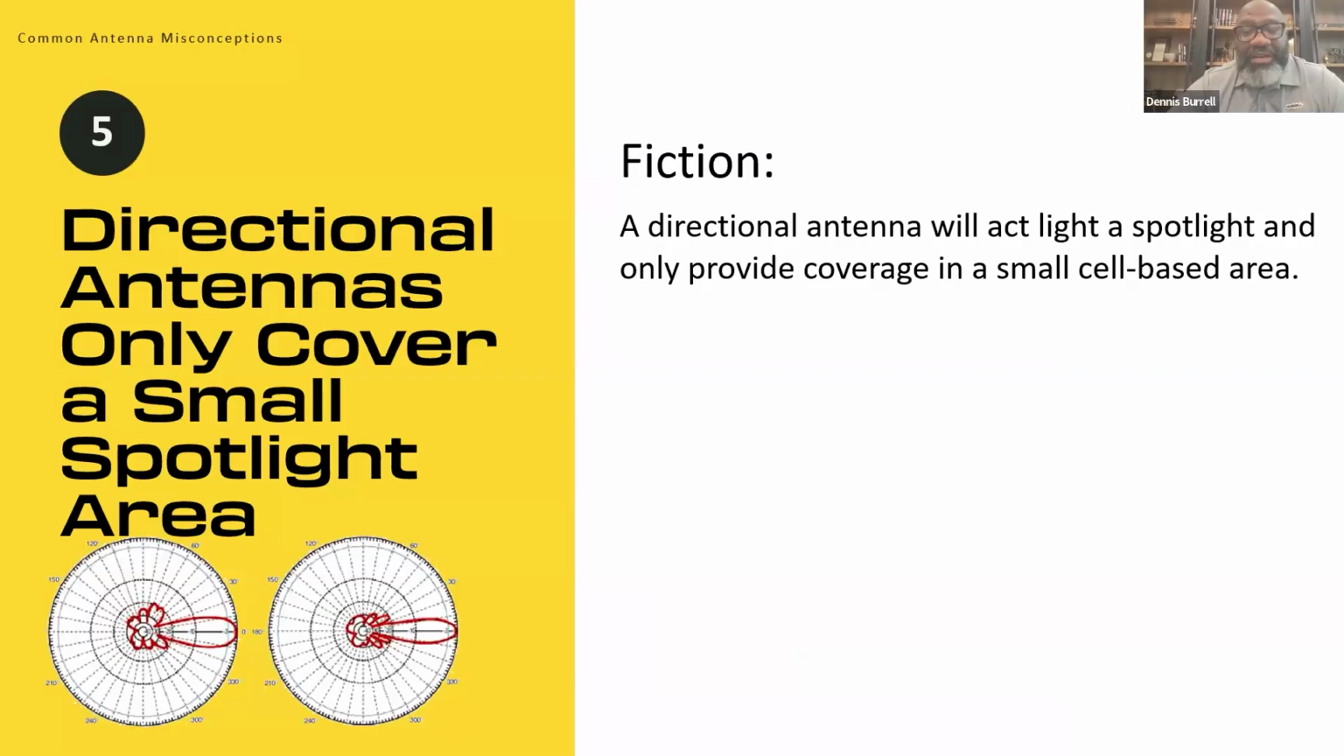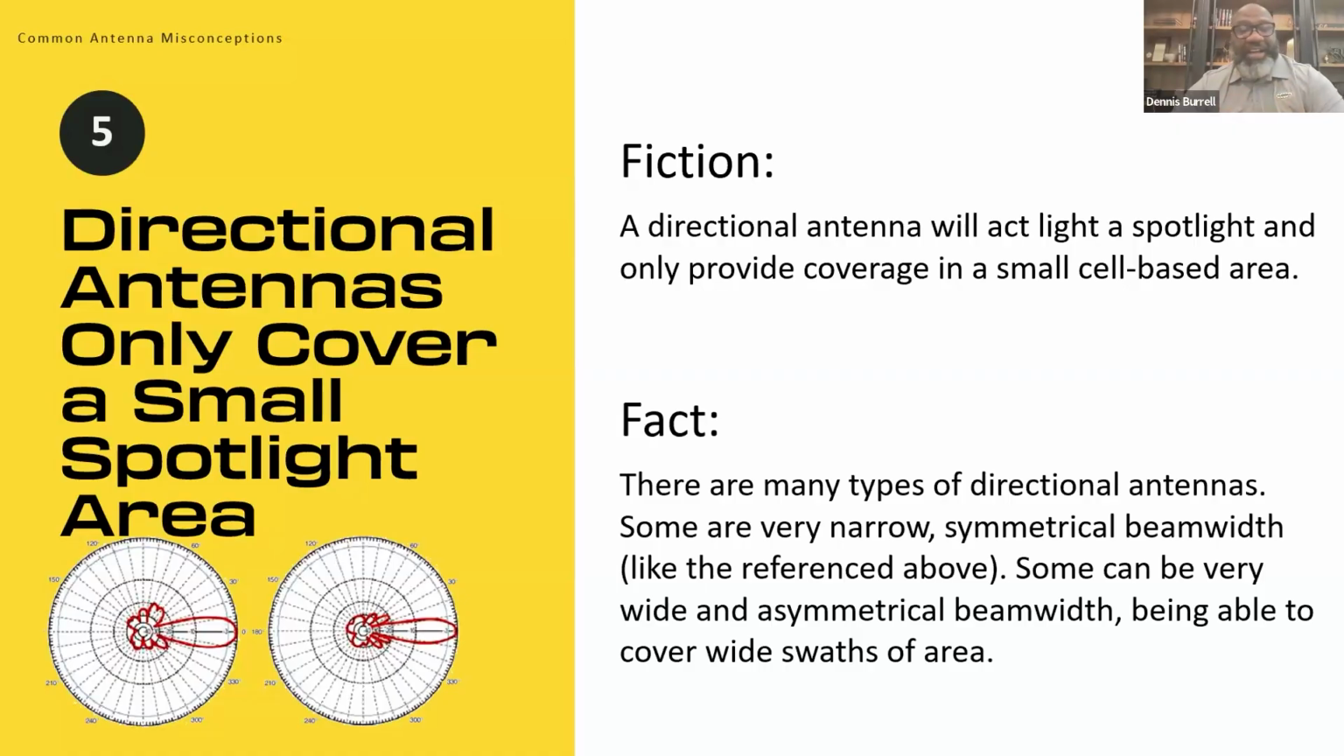Directional antennas only cover a small spotlight area. So we discussed that a little bit earlier about the directional antennas. A directional antenna will act like a spotlight and only provide coverage in a small cell-based area. That was fiction. In fact, there are many types of directional antennas. Some are very narrow, with symmetrical beam width, like referenced above. Some can be very wide and asymmetrical, being able to cover wide swaths of area.